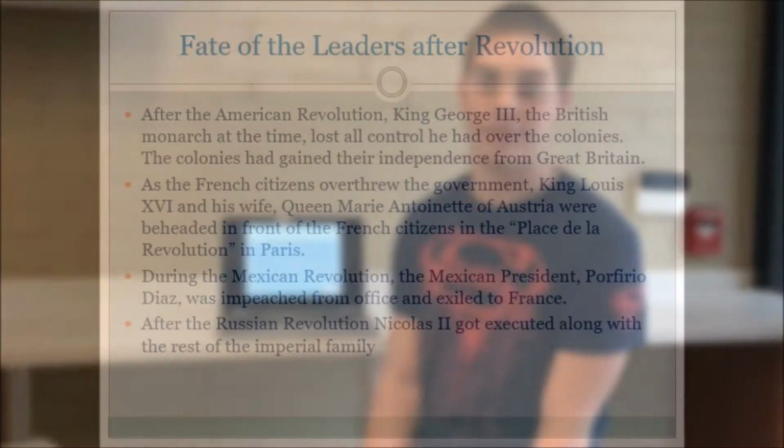I will be telling you about the fate of the leaders during the revolutions. During the American Revolution, King George lost his control over the colony. During the French Revolution, the government leaders were executed. In the Mexican Revolution, the dictator was impeached and exiled from the country. In the Russian Revolution, the leader was executed along with his family.